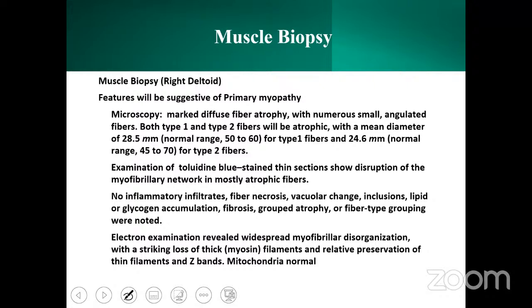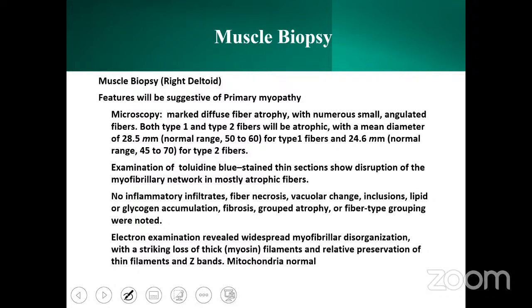Microscopically, there is a marked diffuse fiber atrophy with numerous small angulated fibers. Both type 1 and type 2 fibers are atrophic, with a mean diameter of 28.5 micrometers for type 1, normally 50 to 60, and 24.6 for type 2, normally about 45 to 70. If you examine the toluidine blue stained thin sections, they show disruption of the myofibrillar networks in the mostly atrophic fibers. I'll show you a couple of slides. No inflammatory infiltrates, fiber necrosis, vacuolar change, inclusions, lipid or glycogen accumulation, fibrosis, grouped atrophy, or fiber type grouping are noted in this case. So these are the primary myopathy features.